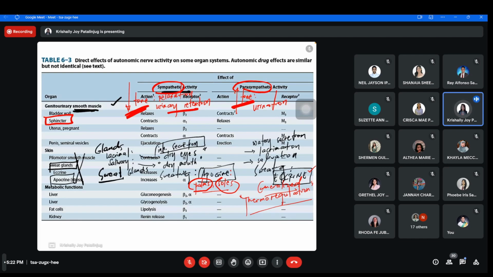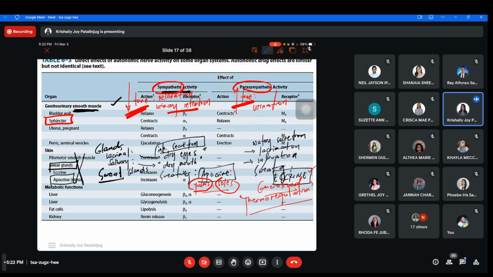Okay? Next, meron pa mga nakasulat dito. Ito, yung sa penile tissue. Okay? Tissues. For sympathetic, take note, there is ejaculation kapag sympathetic. Erection naman kapag parasympathetic responses. So yan yung difference nila kapag penile tissue, yung involved na organ.